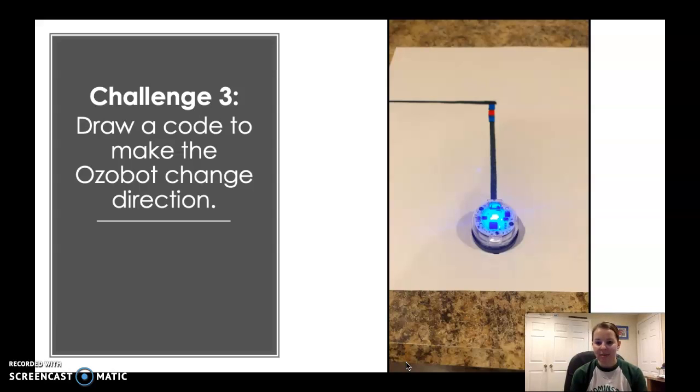Now it's time to expand their definitions further to include that acceleration may also be a change in direction. Even though the Ozobot remained at a constant speed, it did change direction, therefore it accelerated.